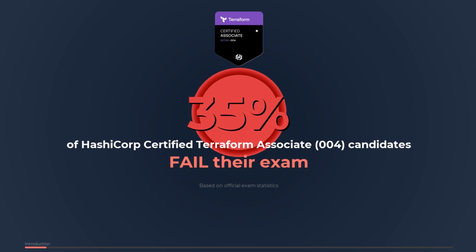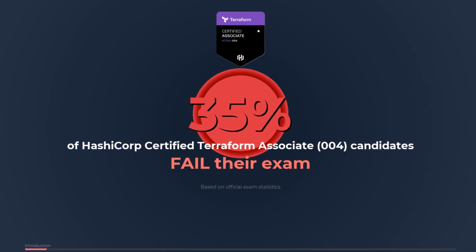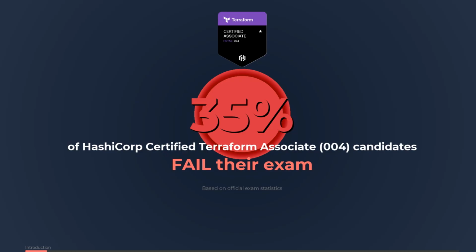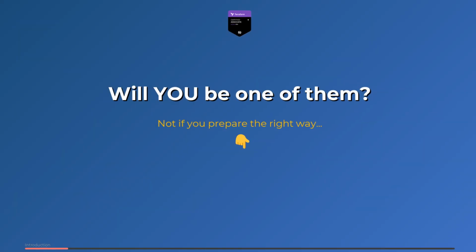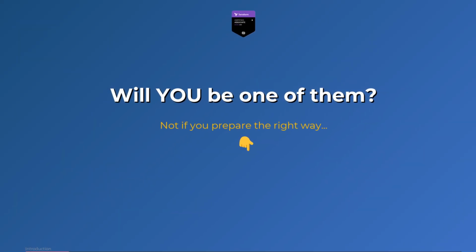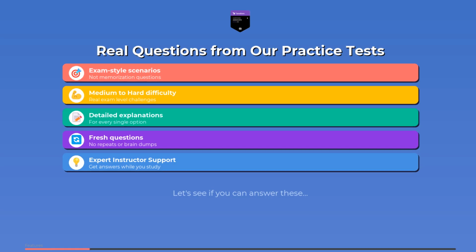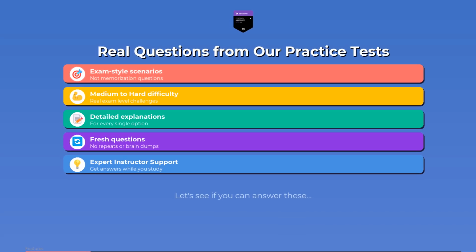Did you know that up to 35% of HashiCorp Certified Terraform Associate 004 candidates fail their exam on the first try? Will you be one of them? Not if you prepare the right way. Let's see if you can answer these real questions from our practice tests.